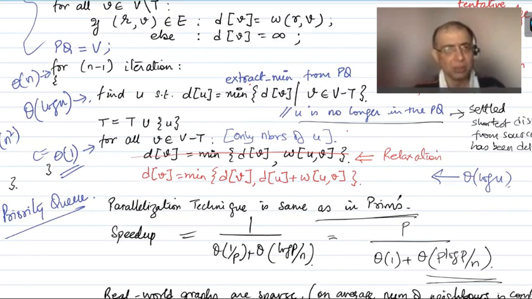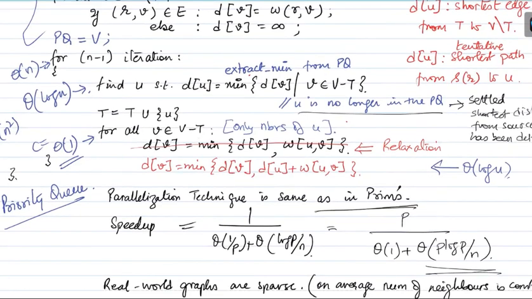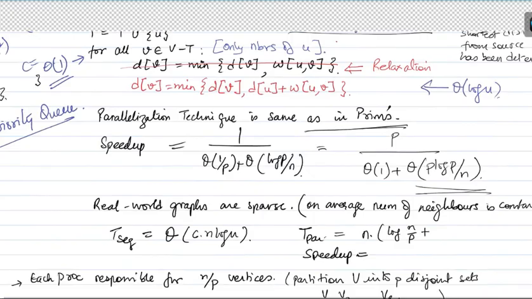So I just need to look at the neighbors of u and relax them. Is that clear? In the sparse case, I'm not going to do this for all v in V minus T. For the sparse case, we were capturing all the changes in blue, right? So there will be an additional change here. I will not be looking at all the vertices in V minus T. I'll just be looking at only neighbors of u and only relaxing those. That's how we get this sequential time of C n log n.